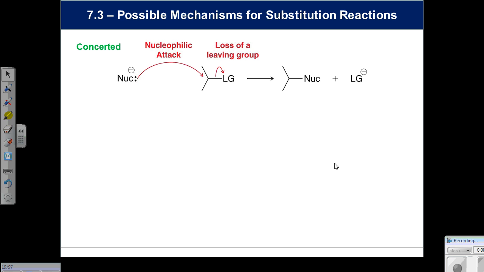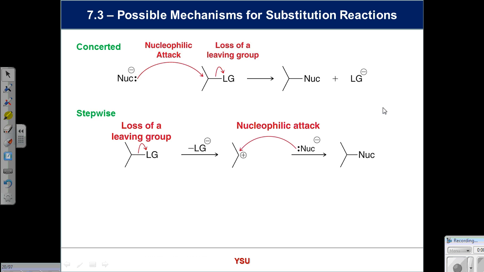Another possible way of doing this is to go for a stepwise process in which the leaving group breaks off first. Under certain circumstances that can happen. We'll see why today. If that happens, we get a slow step, which will be the rate determining step here, to form a carbocation. That then is going to get trapped by a nucleophile and get overall the same outcome. You're going to replace one thing with another, but through a very different pathway.